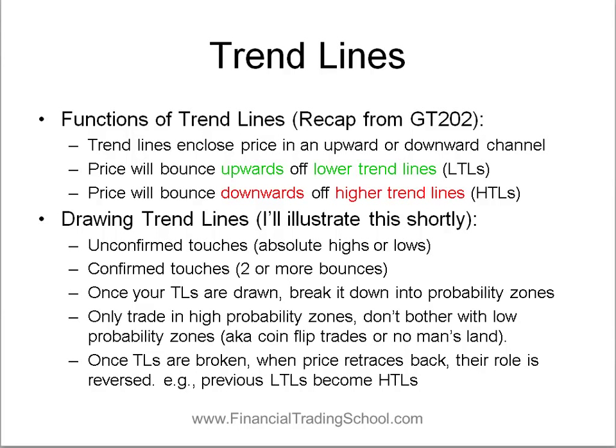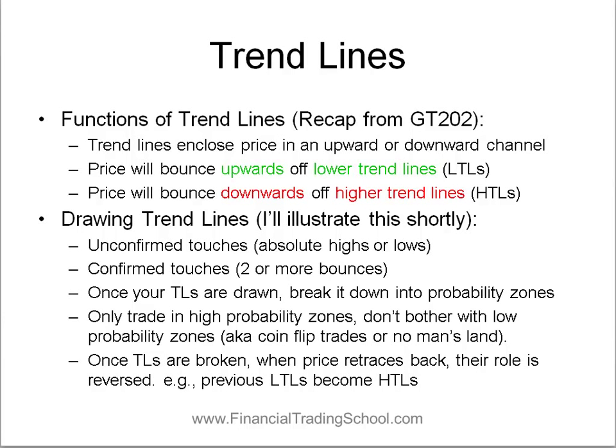So basically, when you're drawing trend lines, it's exactly the same as when you're drawing support resistance levels, except you're not drawing horizontal lines, you're drawing a trend line, which is just connecting the dots in an upward or downward channel. So then you have unconfirmed touches, which are the absolute highs and lows.